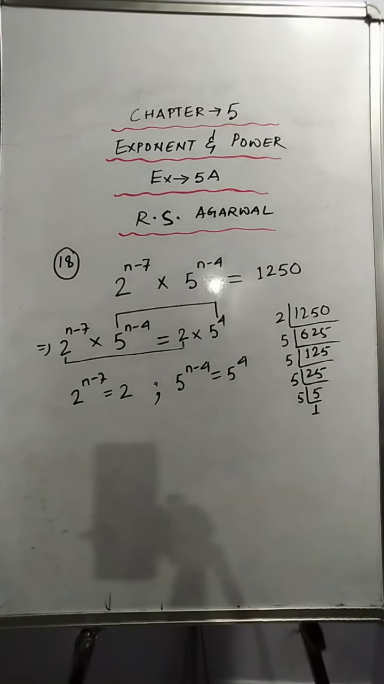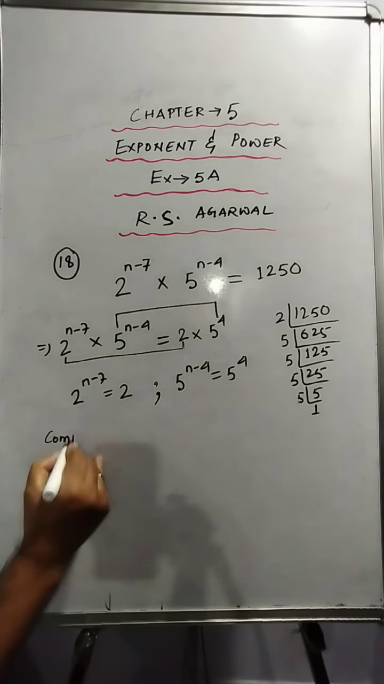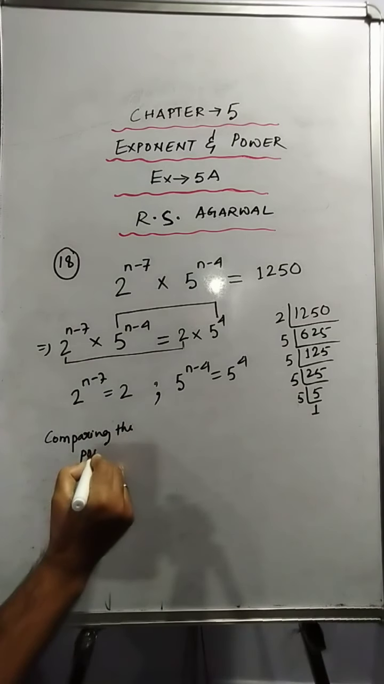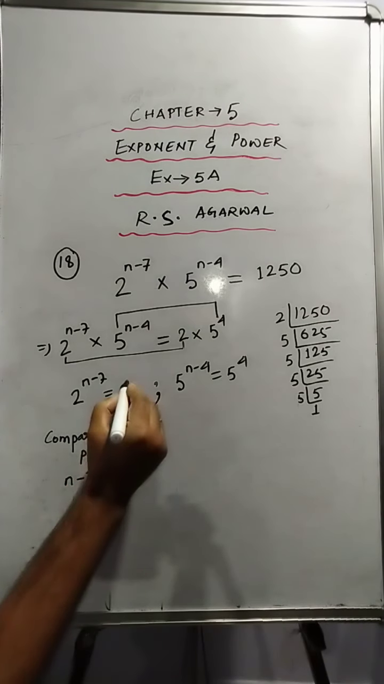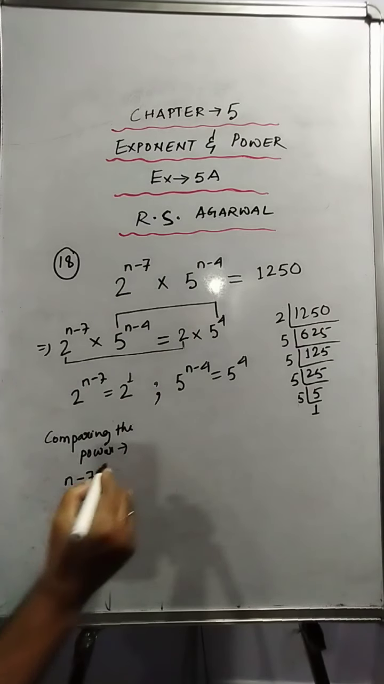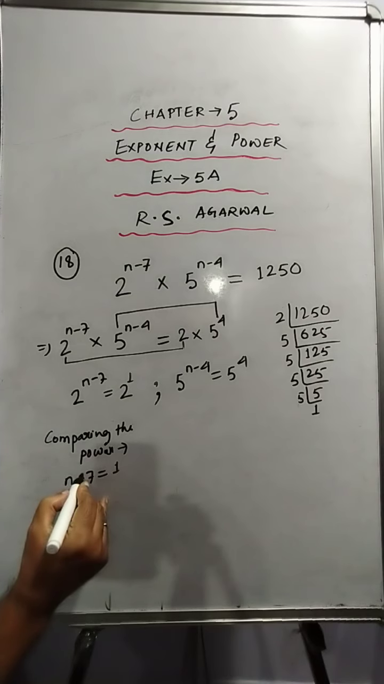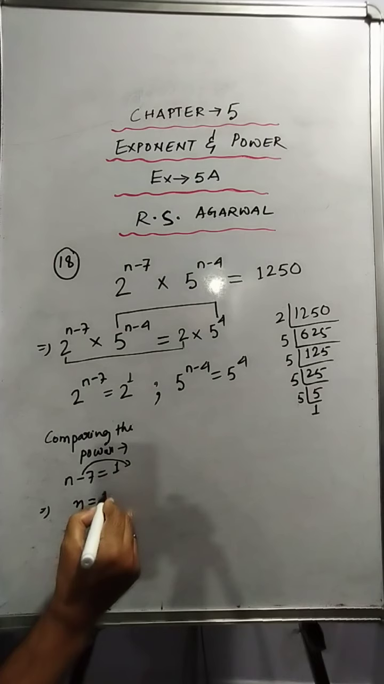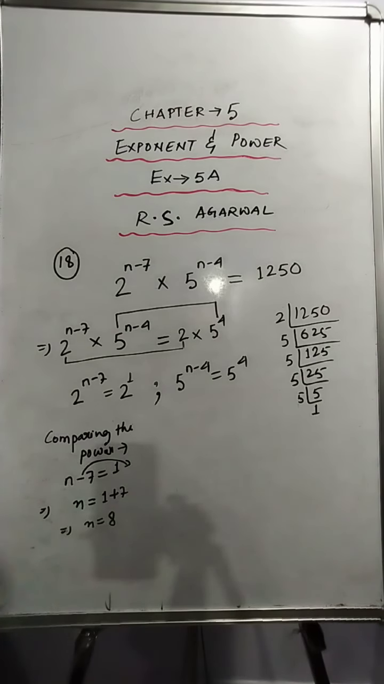Okay, so let's do it then. In this case, if we compare the powers, so what will be the answer then? n minus 7 would be equal to, now this 2 is carrying 1 as a power. So now how to find out the value of n? We have to transpose this minus 7 towards the right hand side. So n is equal to 1 plus 7. So the value of n is 8.